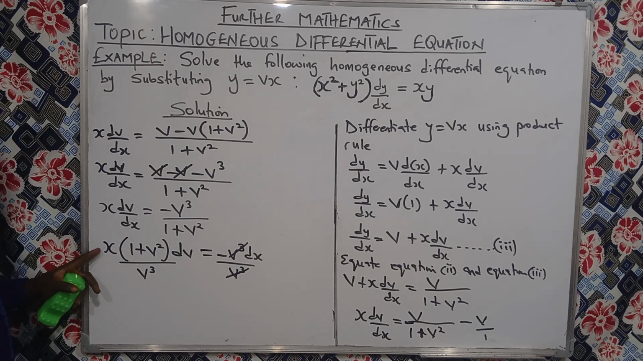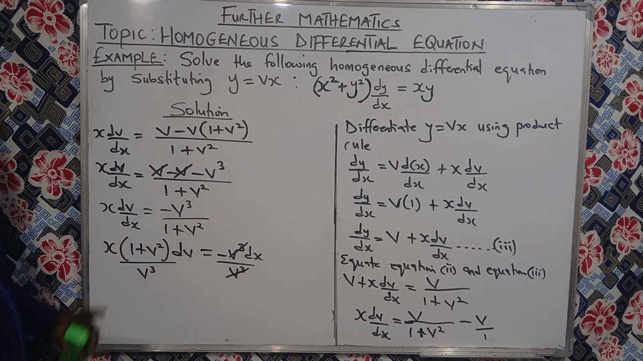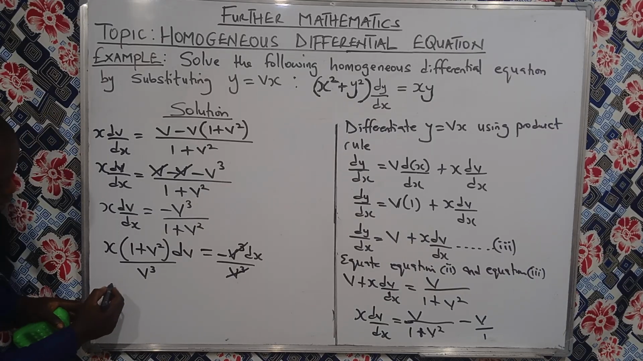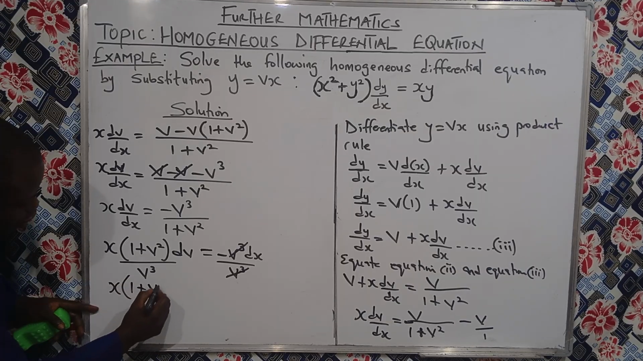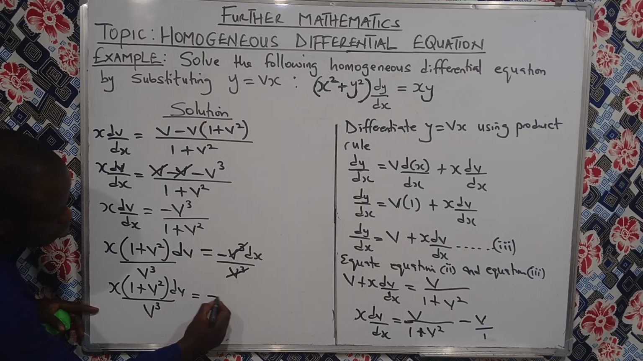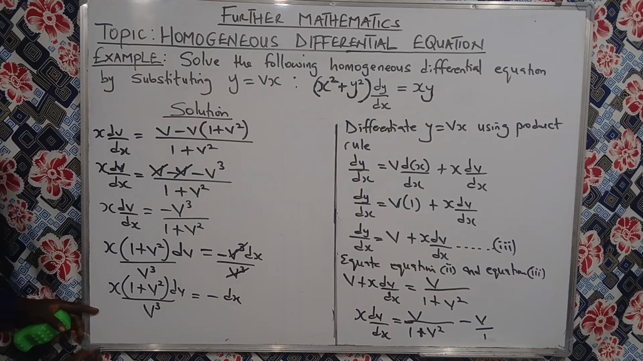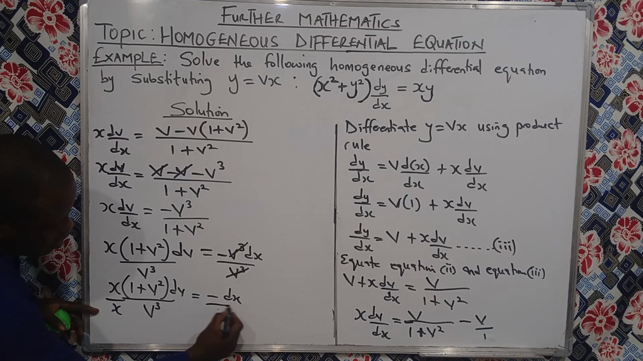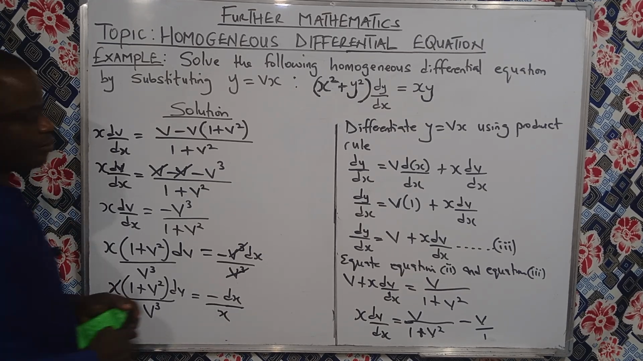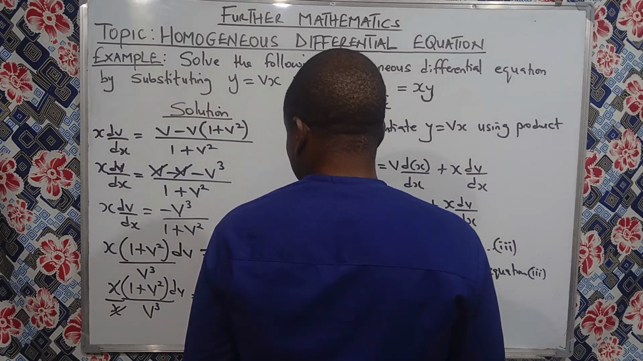You can see that this x shouldn't be at this side. We are going to take it to the right hand side, but let's write it out so that it will not mix up. Now you're having x into (1 plus v squared) dv over v raised power 3 equals minus dx. This x shouldn't be here. Divide both sides by x. Now x cancels x.